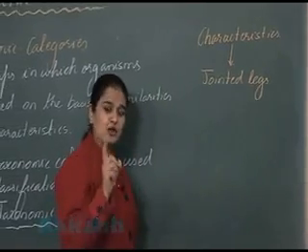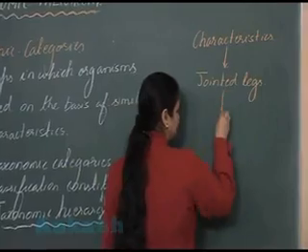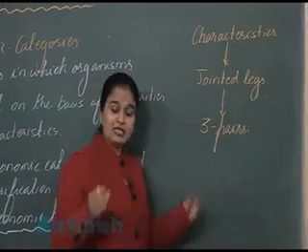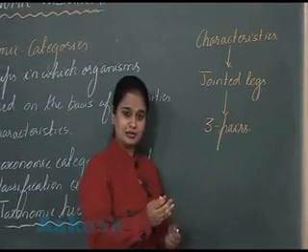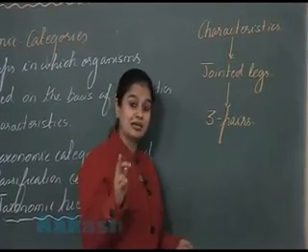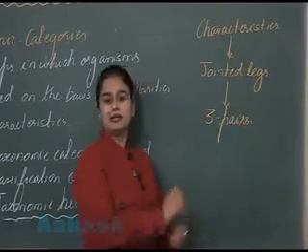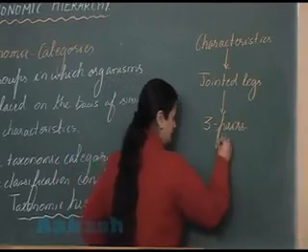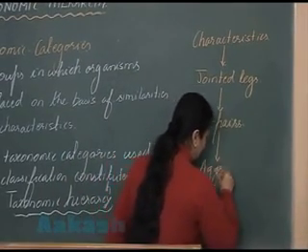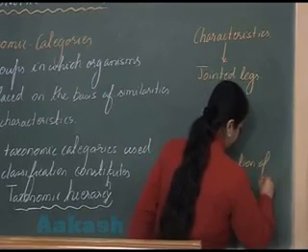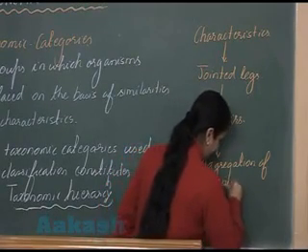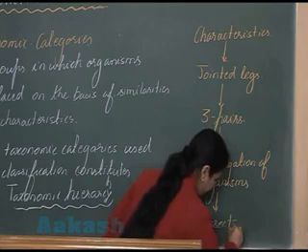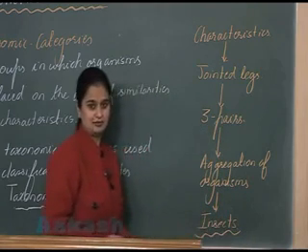The organisms which have 3 pairs of jointed legs, these organisms are aggregated together. Yes, 3 pairs of jointed legs. These organisms are aggregated together, and it represents a group, and that group is known as insect.